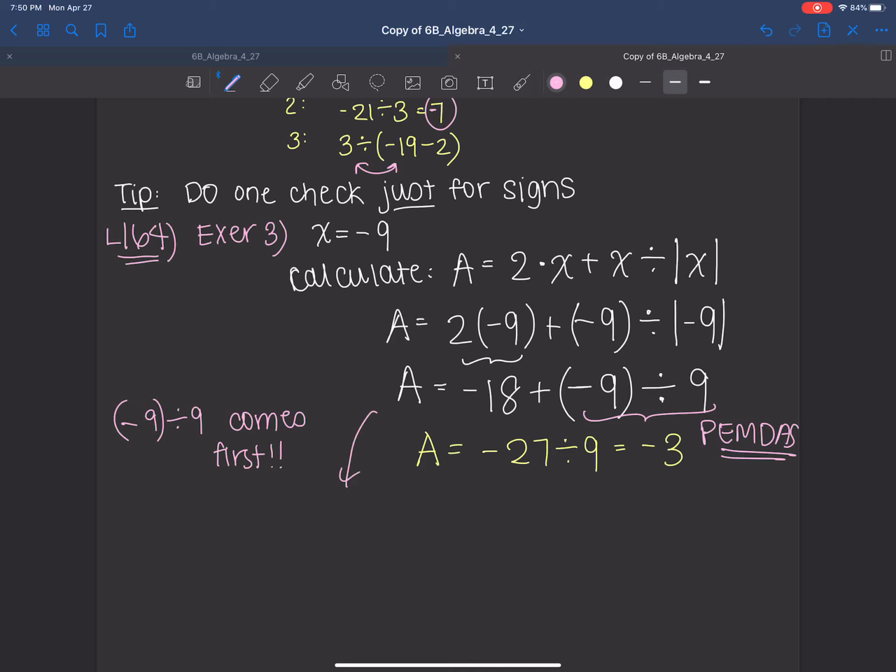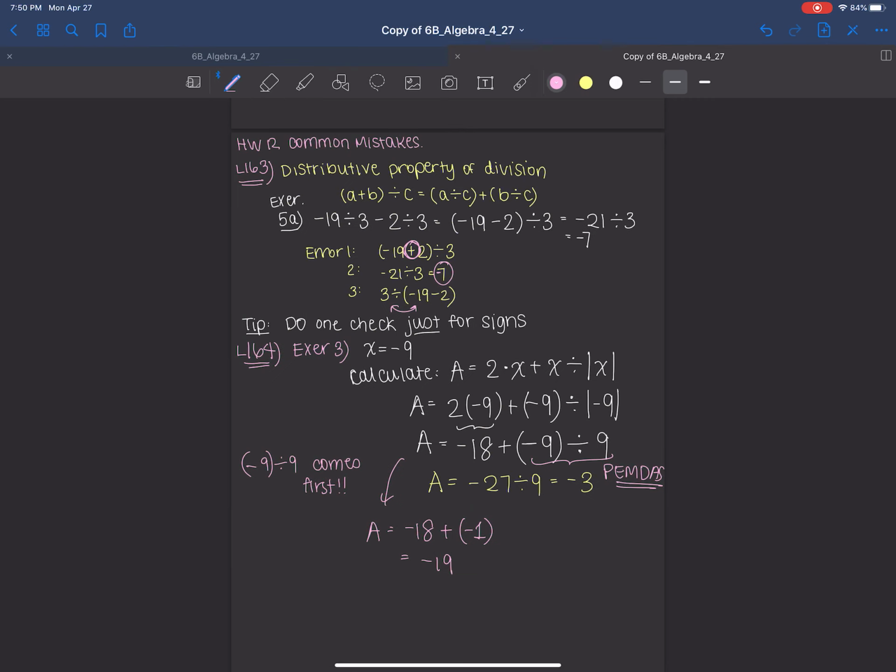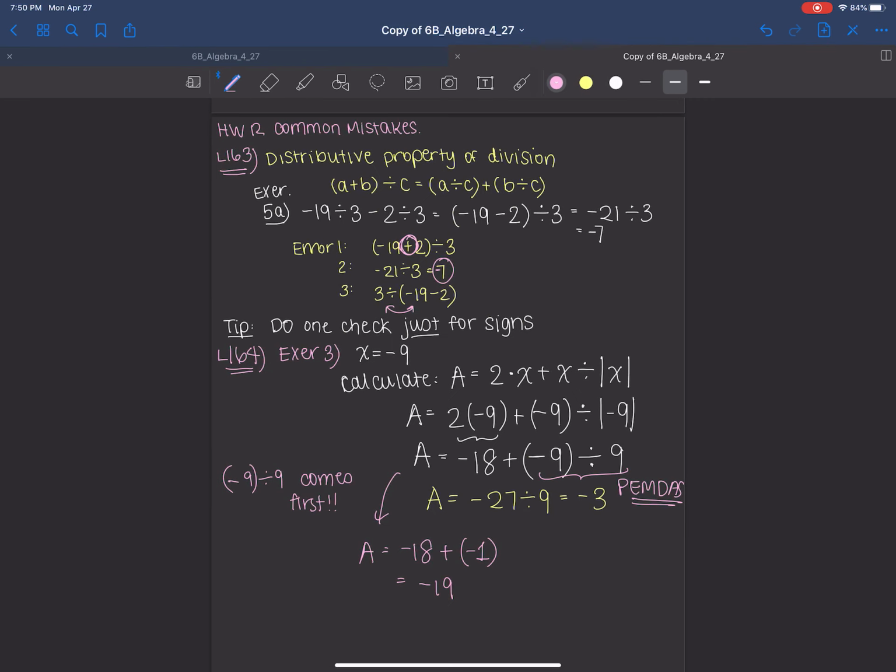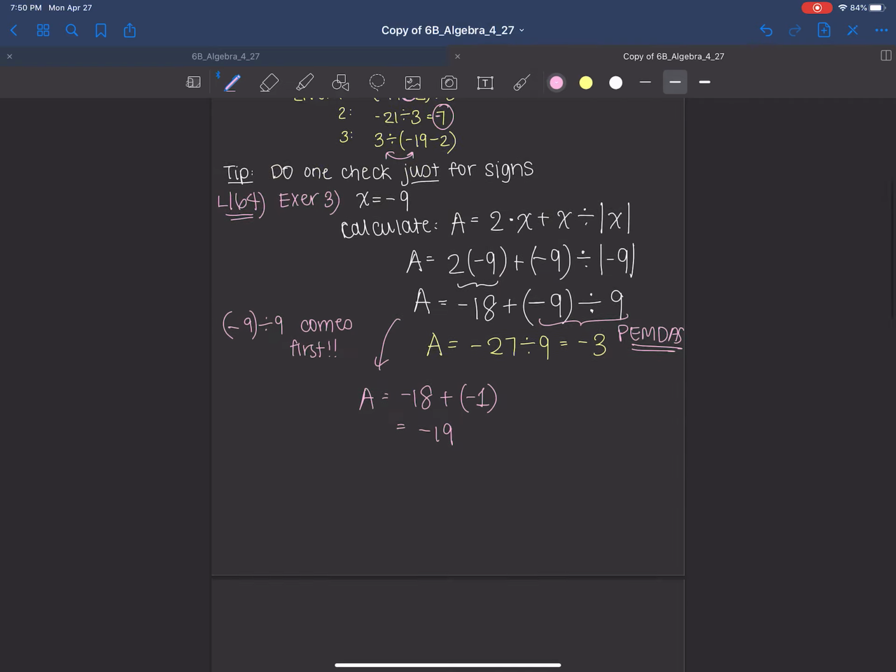So the correct way to finish up is a equals minus 18. And then we're going to do minus 9 divided by 9, which is minus 1. And this is going to get us minus 19. Okay. So I'll zoom out of this page and you guys can pause the video to just recap the homework if you want. Otherwise, I'm going to move on to recapping lesson 167.